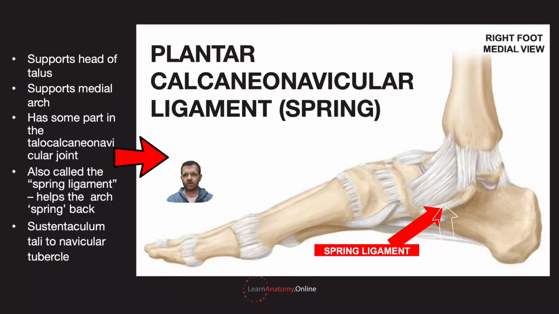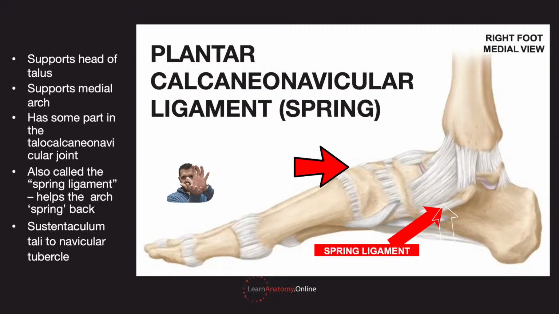It'll show exactly what I mean in a sec. It has some part in the talocalcaneonavicular joint, and we've seen that before. A couple of weeks ago we had a look at that. It's called the spring ligament because it helps the arch spring back.